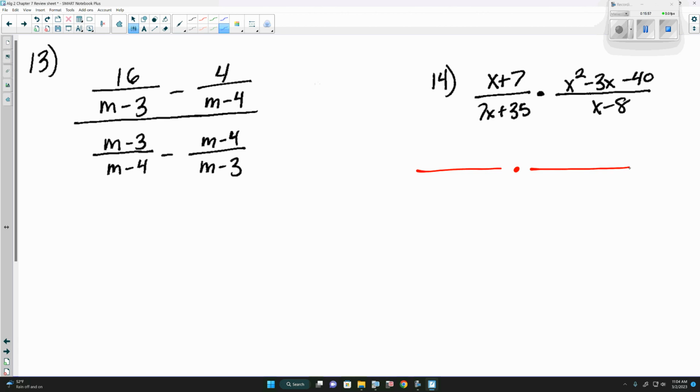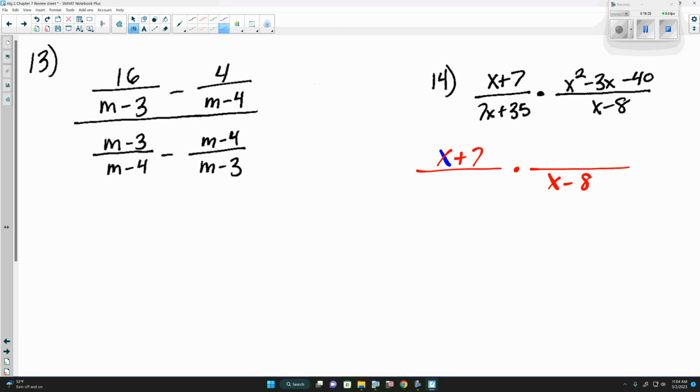So, multiplication. Whenever we multiply two rational expressions, the first thing we need to do is factor each of the numerators, each of the denominators. We need to factor them. Now, looking at 14, x plus 7 and x minus 8 are as simplified as they get. Nothing we can do to them. There is no greatest common factor. They are simplified.